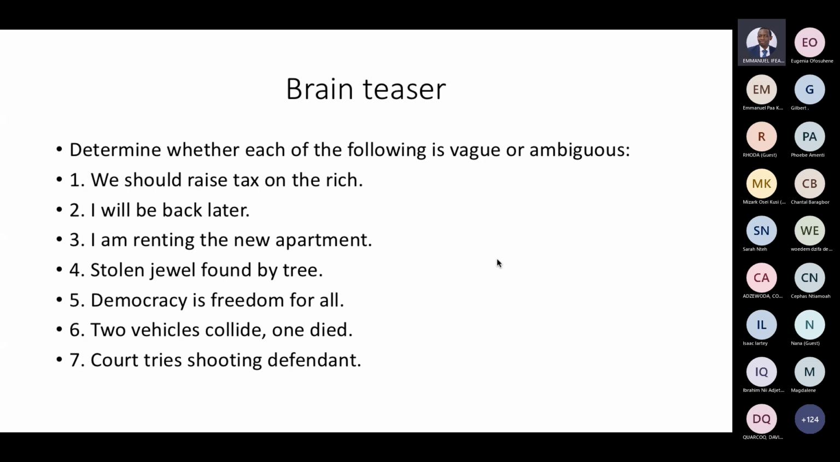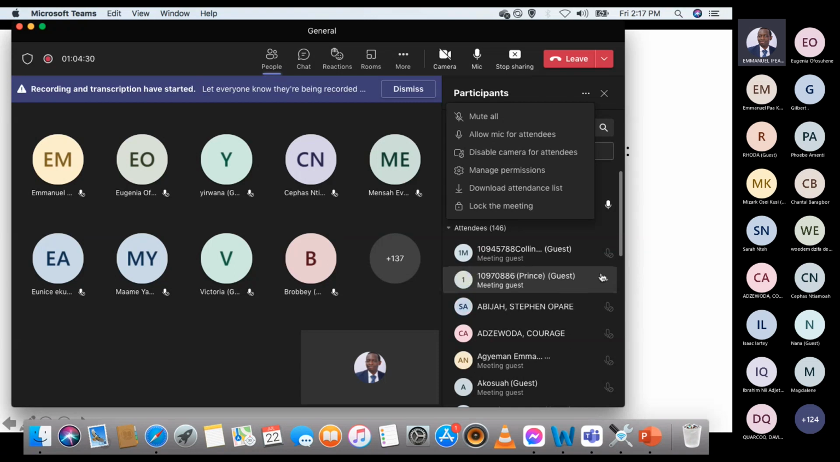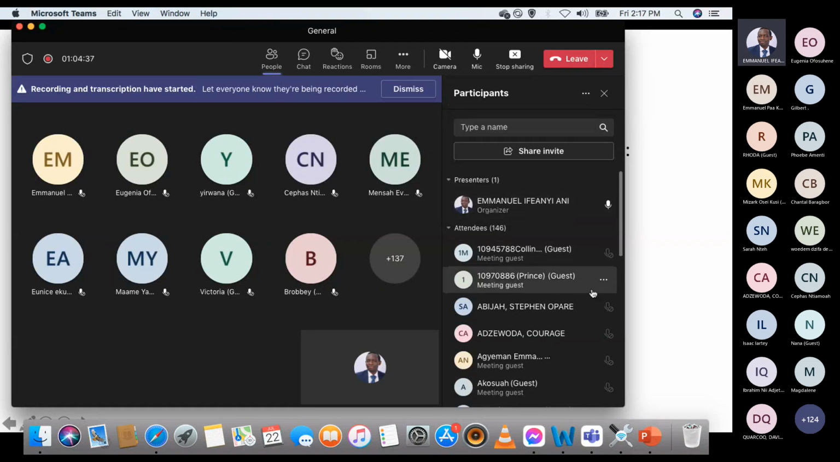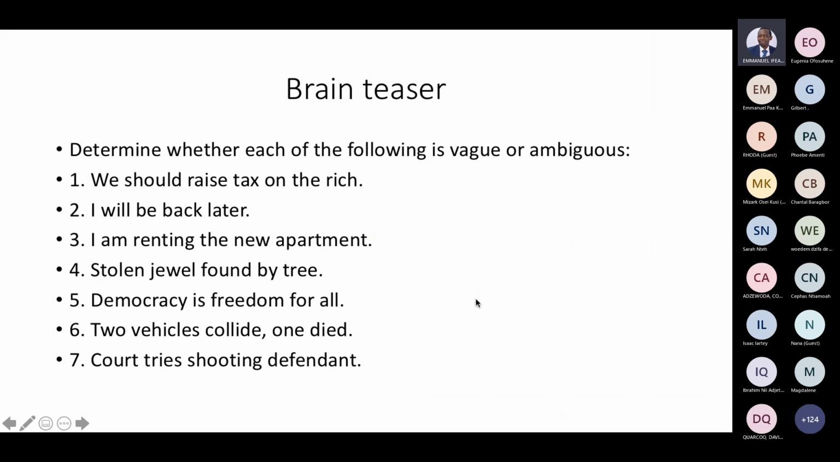Now, a little exercise. Determine whether each of the following is vague or ambiguous. So, which ones are vague? Which ones are ambiguous? Number one, we should raise tax on the rich. Is it vague or ambiguous? So, anyone who wants to answer the questions can raise his or her hand to tell us which is which. Should we raise tax, or we should raise tax on the rich? Is it vague or ambiguous?